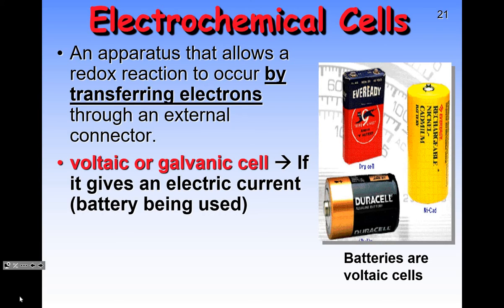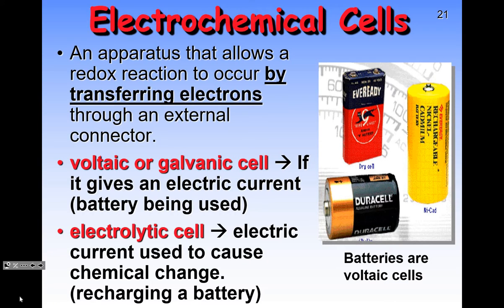But we also know that if the calculator gets low on battery, what do we do? We plug it in. When we plug it in, it becomes an electrochemical cell and pulls in electricity to recharge our battery, so that then we can unplug it and use it as a voltaic cell.